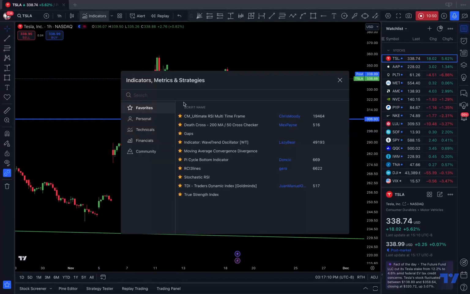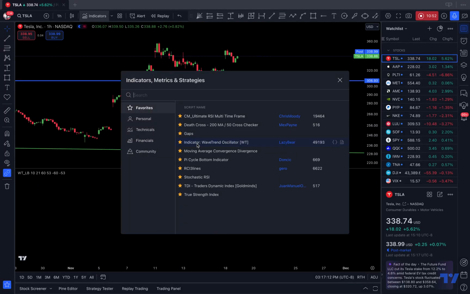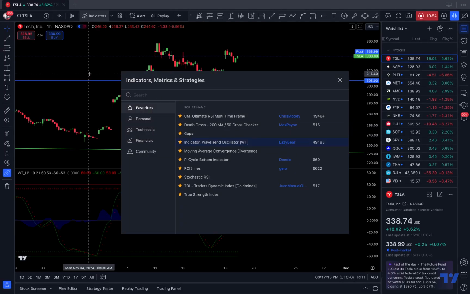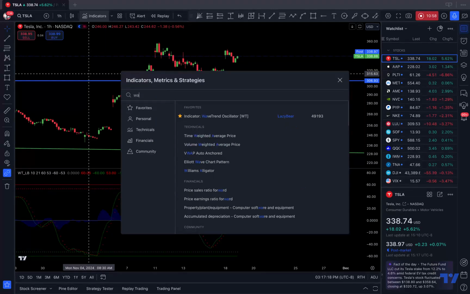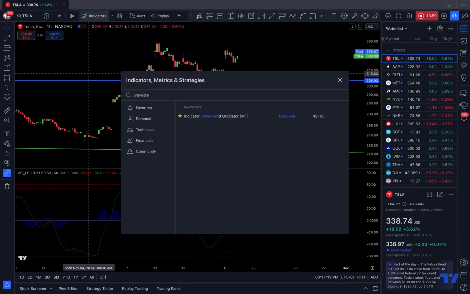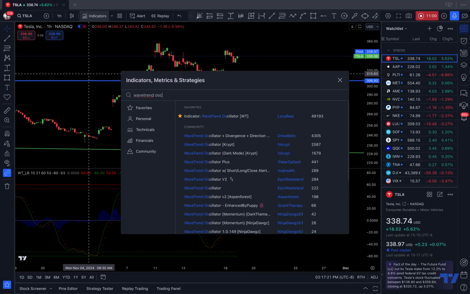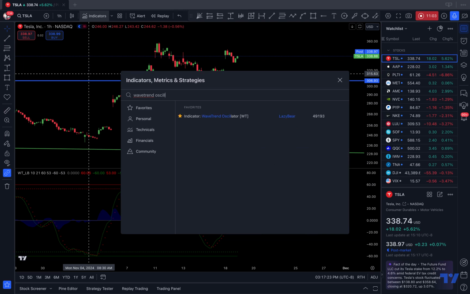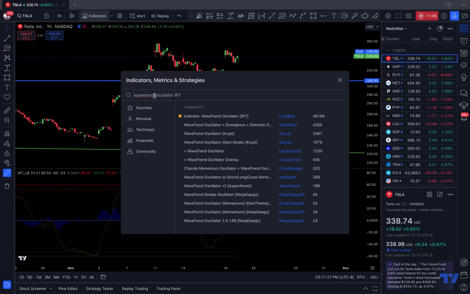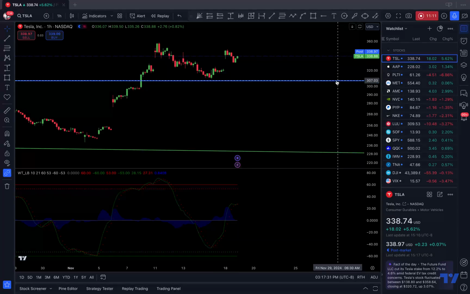So that's the gaps indicator. Let's keep going through this. Number 4, the wave trend oscillator by Lazy Bear. So to find this indicator, you just type in wave trend oscillator, and type this into your indicators tab, and you will find the one by Lazy Bear.